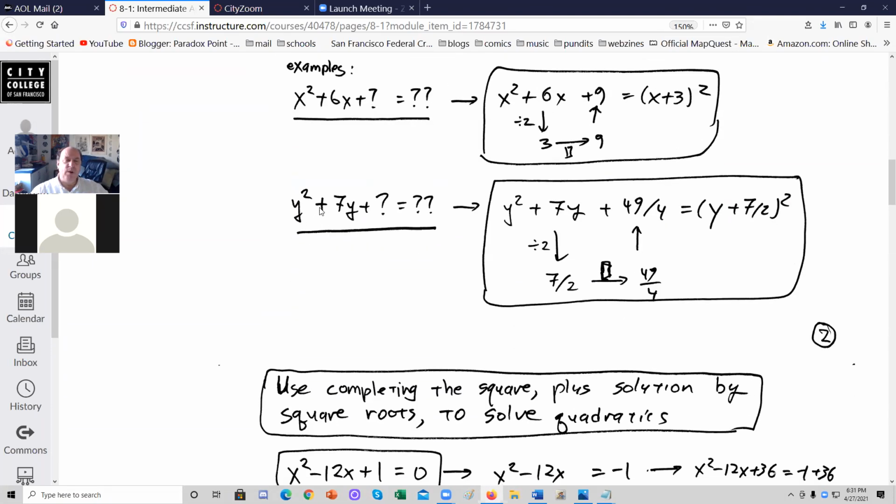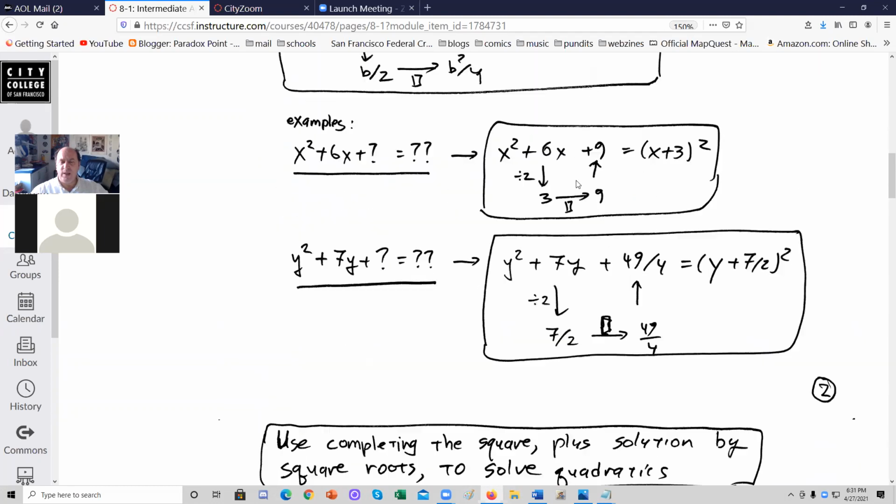Or y squared plus 7y plus what equals what squared? Well, take half of 7, 7 halves, that goes here. Square the result, 49 fourths, that goes here. So y squared plus 7y plus 49 fourths equals the square of y plus 7 halves.